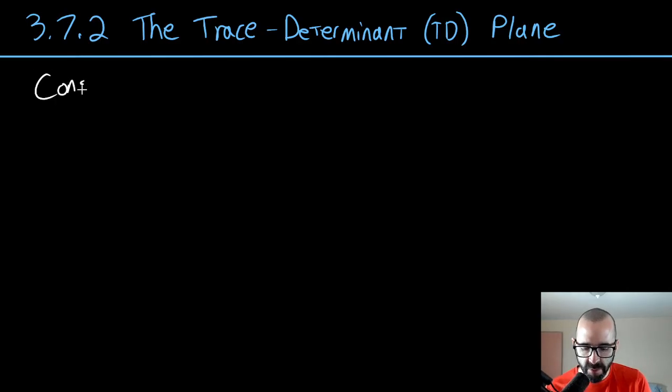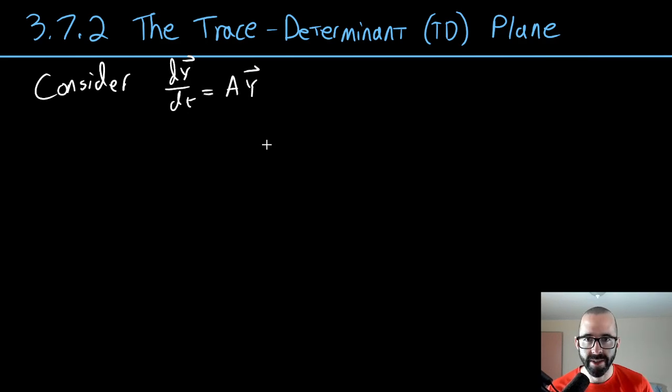But let's take a step back and introduce the problem that we're working with. It's the same problem we've been working with for this entire chapter. Specifically, let's say the matrix A is [A, B; C, D], and dy/dt is A times Y. It's the same system that we've been doing this whole time.